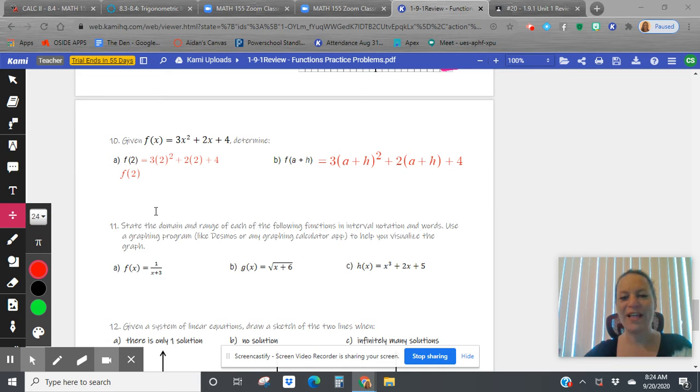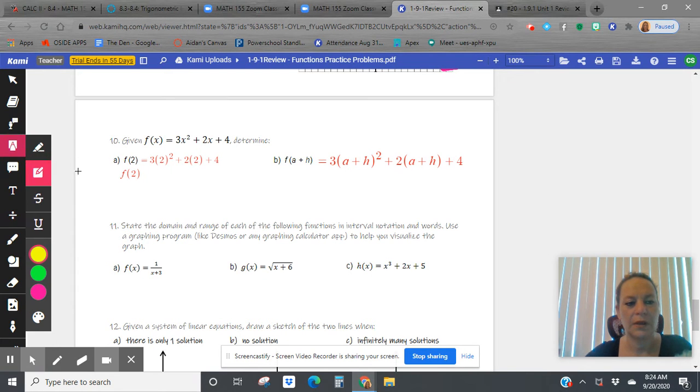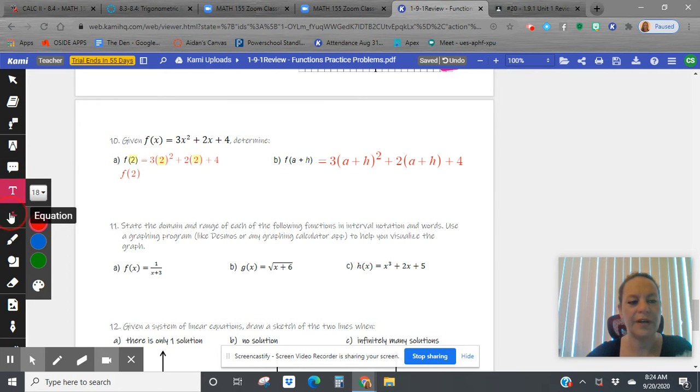All right, here we are on the last page of your Unit 1 review, and it's starting out with a given function. It wants you to determine, given this input, what is the output. So it's giving you f of 2. Notice into this original equation, I have input a 2 everywhere that there was an x. So this 2 is plugged in for x, this 2 got plugged in for x, and this 2 got plugged in for x. So here we go simplifying.